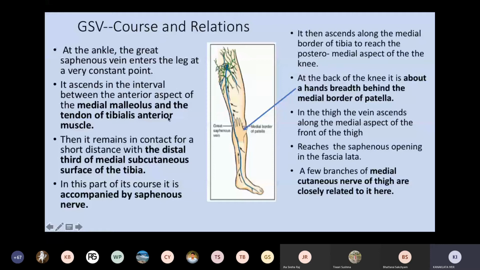You have seen the formation. Now, when it comes to the medial malleolus, it goes anterior to the medial malleolus. Just remember this, it is anterior to the medial malleolus and it lies between the medial malleolus and the tendon of tibialis anterior. Tibialis anterior is a muscle of the anterior compartment.